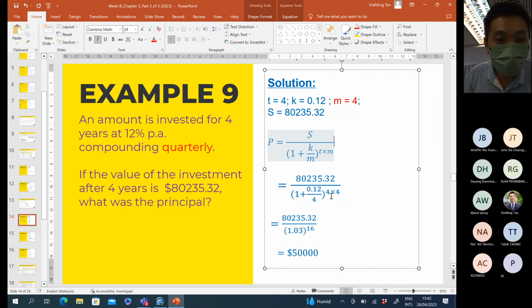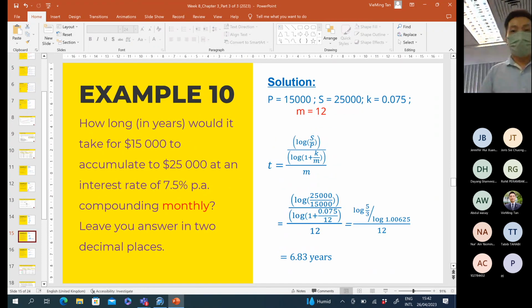Example 10 is to calculate the T. Let us analyze the question. How long? You have to leave the unit in years. That means you are asked to calculate the investment duration, the investment period. How long for 15,000 to accumulate to 25,000 at an interest rate of 7.5% per annum, compound monthly? And you have to leave the answer in 2 decimal places for T.